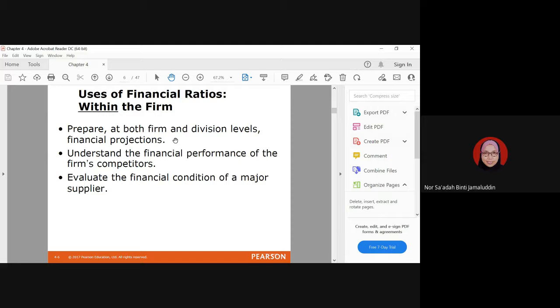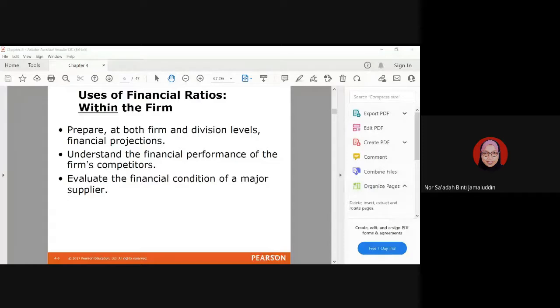Alright, apart from that, evaluate the financial condition of major suppliers. Selain daripada itu, financial ratio juga boleh membantu kita untuk evaluate financial condition of a major supplier. So kita boleh kenal, kita boleh nilai, kita boleh tentukan, kita boleh analyse our major supplier, what is the financial condition of our major supplier. So sebelum dia supply apa-apa untuk kita kan, kita boleh tahu apakah kondisi kewangan dia.